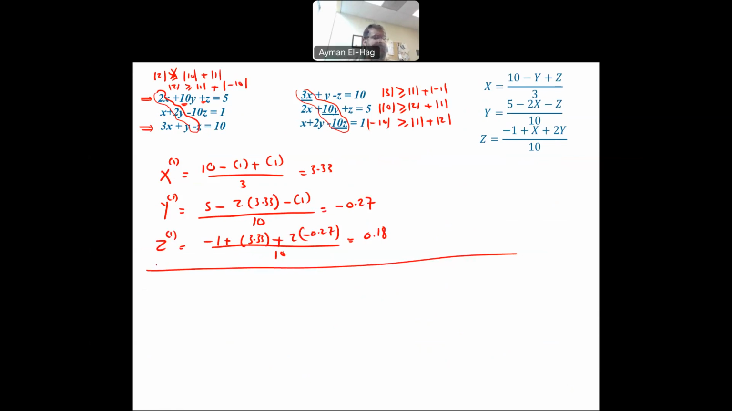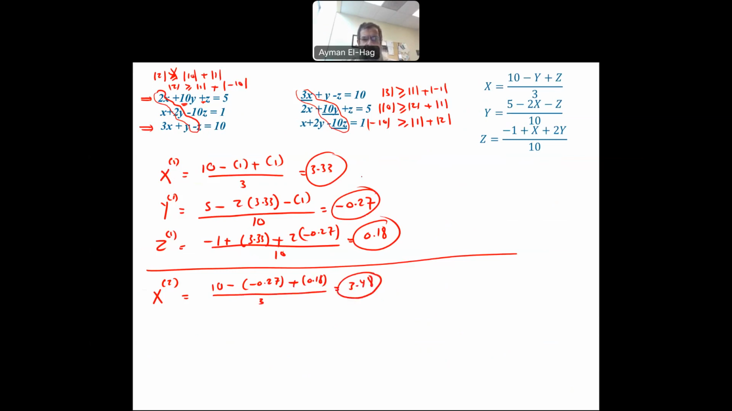Let's see the second iteration and see how much the difference, how much the error going from the first to the second iteration. So we'll go for x, second iteration. Now this is my initial guess now has been replacing the 1, 1, and 1. So x of the second iteration is equal to 10 minus y, which is minus 0.27, plus z, which is 0.18, divided by 3, and this will give me 3.48. Compare this with this, so they are very close to each other.